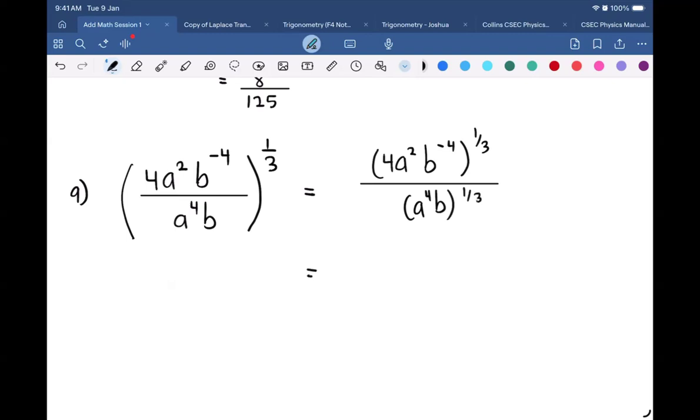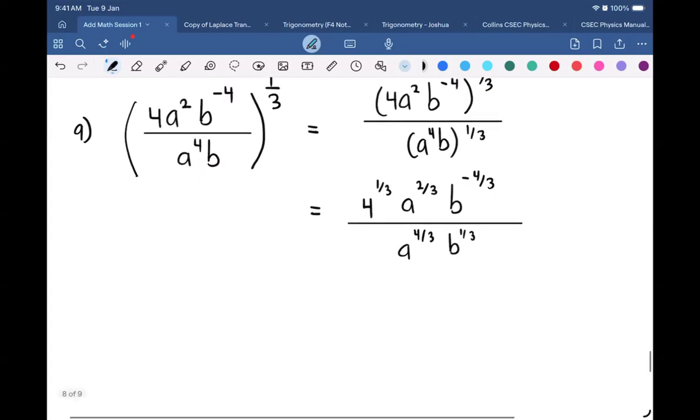Okay, now we're going to apply the power of a third to everything inside the brackets. So that's going to be 4 to the power a third, then a to the power 2 over 3, and b to the power minus 4 over 3. If at any point I do something weird, you tell me. In the denominator, we have a to the power 4b, all to the power a third. So that's going to be a to the power 4 over 3. Then b to the power a third. Are you okay with everything?